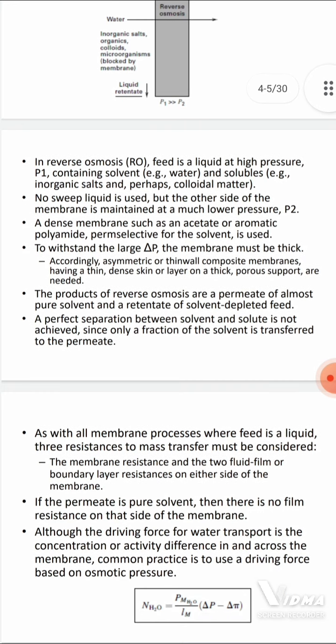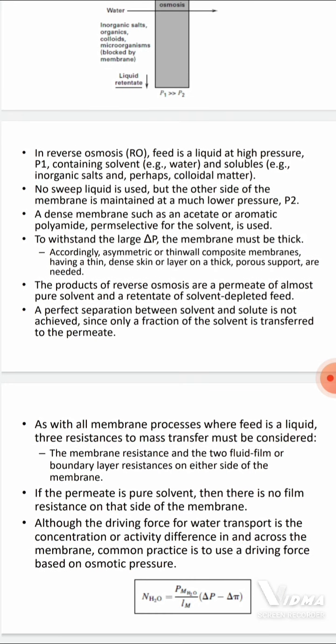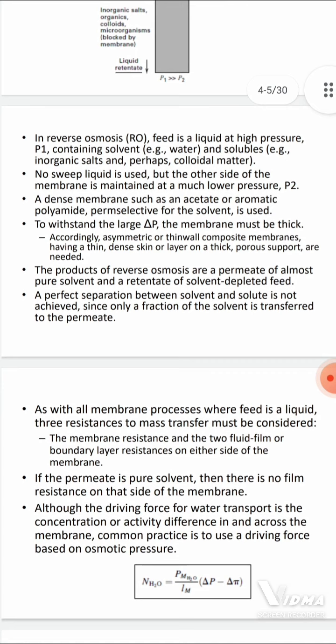The product of reverse osmosis is the permeate, which is pure solvent, because all or the majority of the solvent from the feed side moves towards the pure solvent side. So the permeate is pure solvent, and the retentate, what remains, is the liquid feed which is concentrated, or water-removed feed. So this is a major technique used for concentrating solutions.